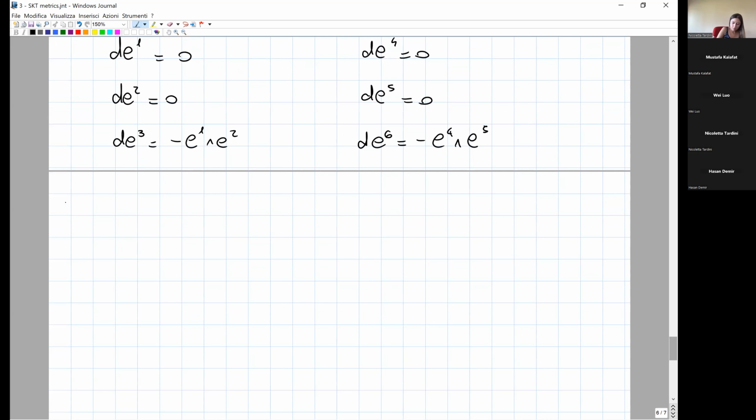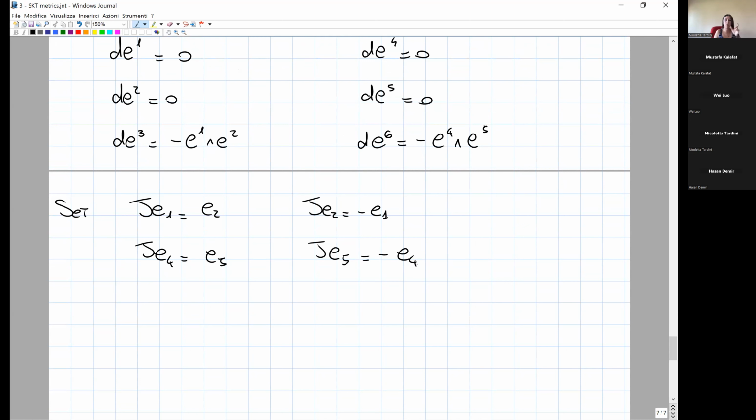And so if now we want to define an SKT structure, we want to define first a complex structure and then an SKT metric. So set J applied to e1 equal to e2. And since J squared is minus the identity, J of e2 will be minus e1. And then define J of e4 equal e5. And so J of e5 has to be minus e4 because we want J squared to be minus the identity. And finally, J of e3 equal to e6, and so J of e6 equal to minus e3.